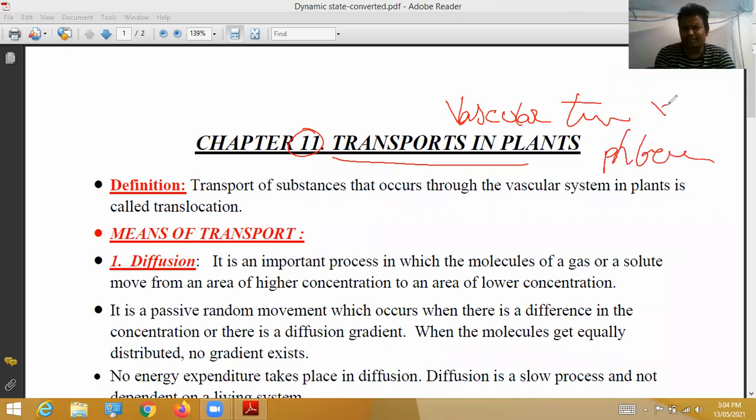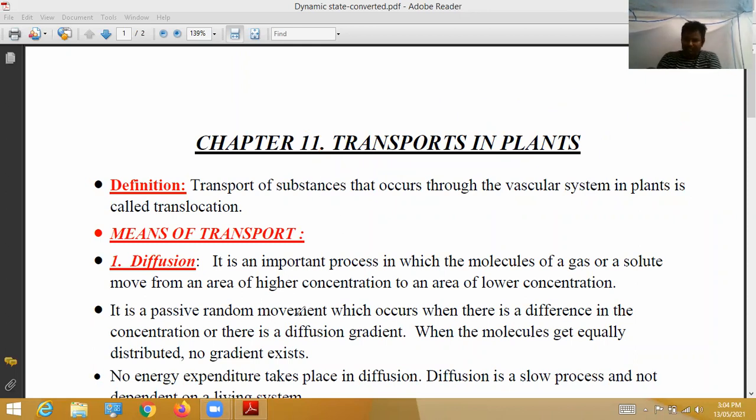Already we discussed phloem and xylem. So that is what we will discuss in this chapter. In this chapter, it is a completely dry topic. So that's all.